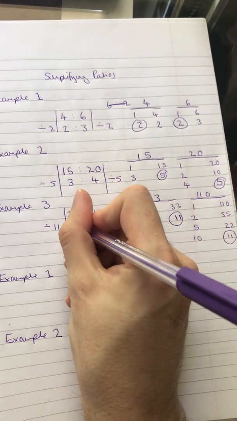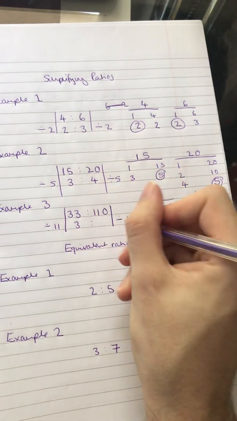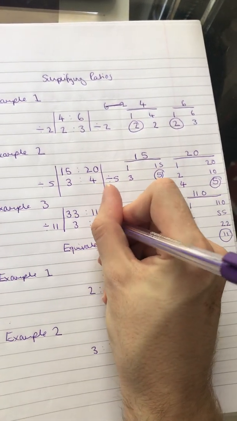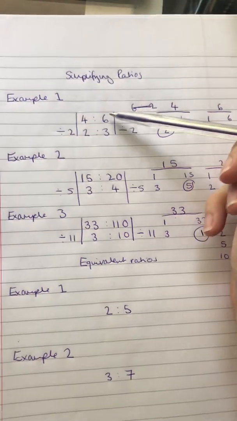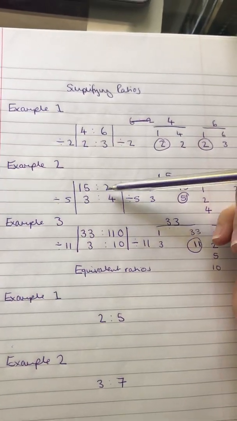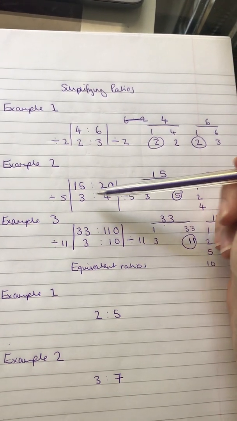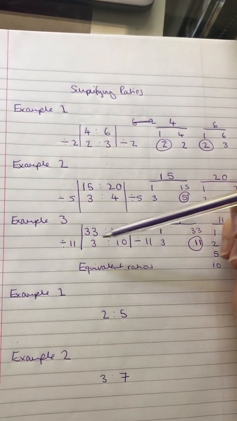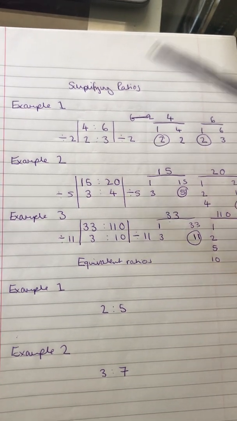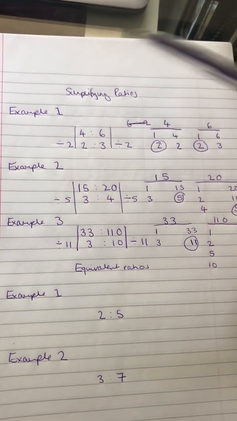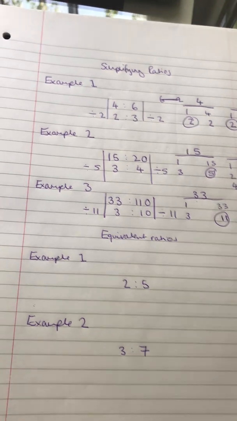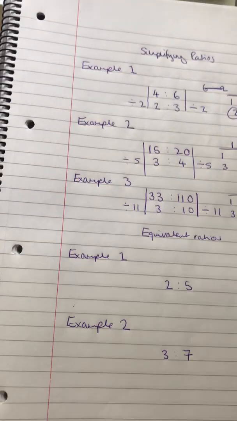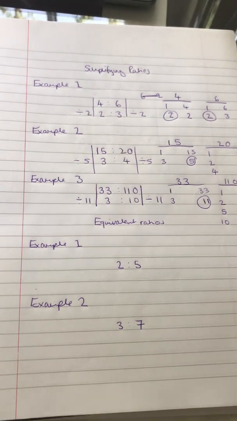So 33 divided by 11 is 3, and 110 divided by 11 is 10. So 3 to 10. That's our simplified ratio. So 4 to 6 would be simplified to 2 to 3. 15 to 20 would be simplified to 3 to 4, and 33 to 110 would be simplified to 3 to 10. So remember, we find the highest common factor and then divide both sides of the ratio by that. If you desperately need to, you can just do your normal fraction thing of trying to halve it, third it, but this is the recommended way.